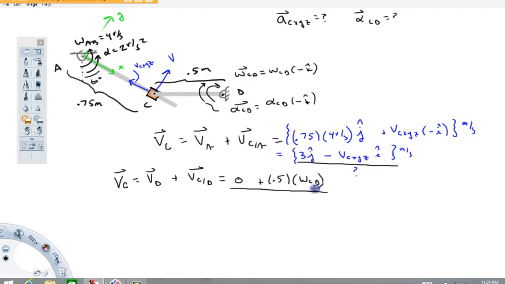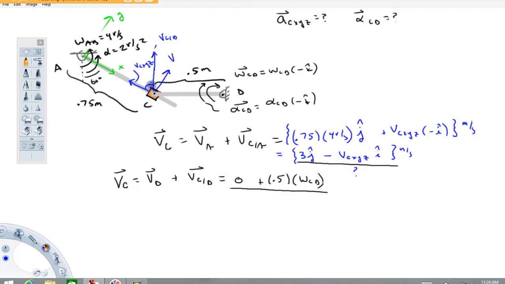All right, so r omega is the magnitude of the velocity vector due to the rotation of this bar, and the omega is omega CD. That vector would point straight up. I'm going to go ahead and draw that in here. This is the velocity of C with respect to D. Now here is a 60-degree angle.